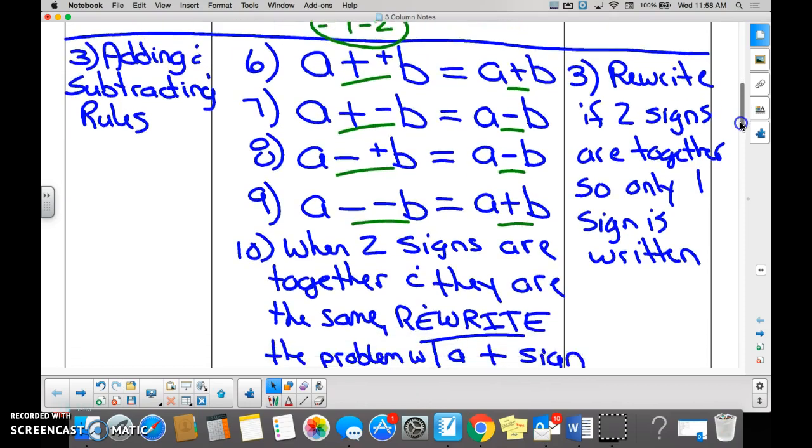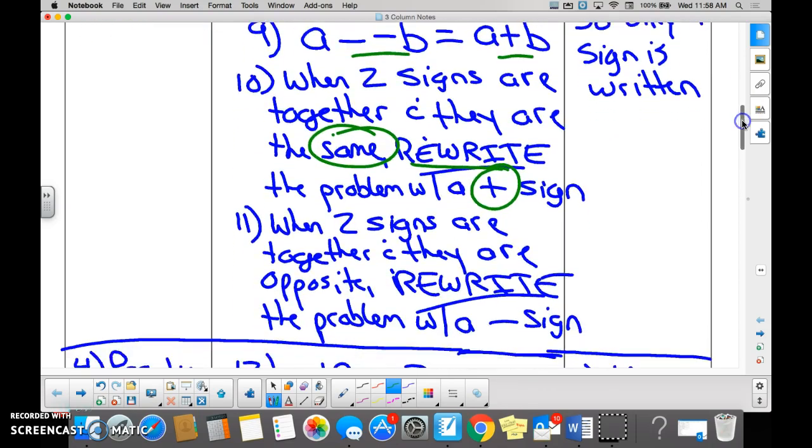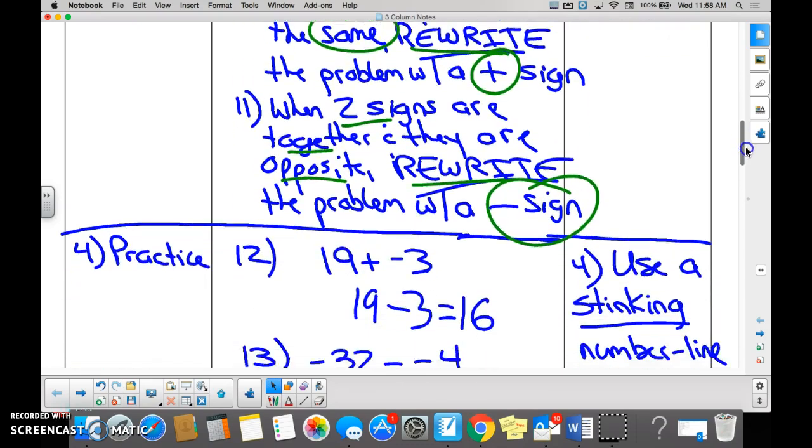Are you with me? And then we talked about when you have 2 signs together, we always do a what? Rewrite. You always do a rewrite. If the signs are the same, if you have 2 signs that are the exact same, it's always going to be rewritten as a positive or a plus or an addition problem. When you have 2 signs together and they are opposite, you're going to rewrite it as a negative or a subtraction problem, right?